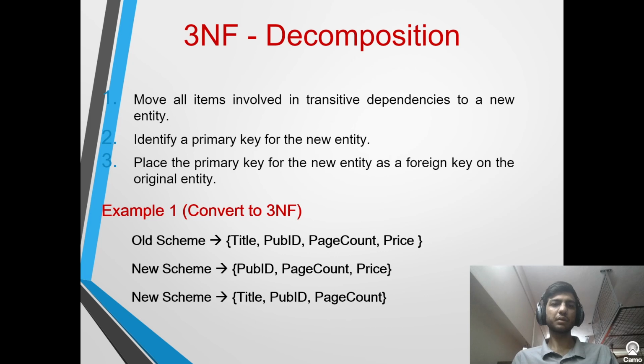To convert some schema into third normal form, we have to take the following steps. Move all items involved in transitive dependencies to a new entity. Identify a primary key for the new entity. Place the primary key for the new entity as a foreign key on the original entity. And here is an example given.